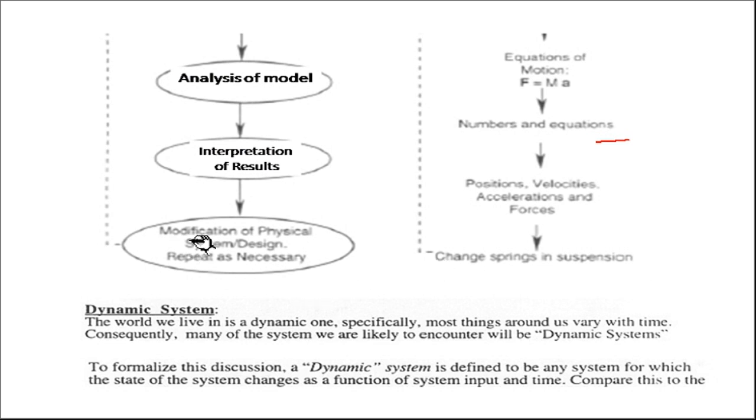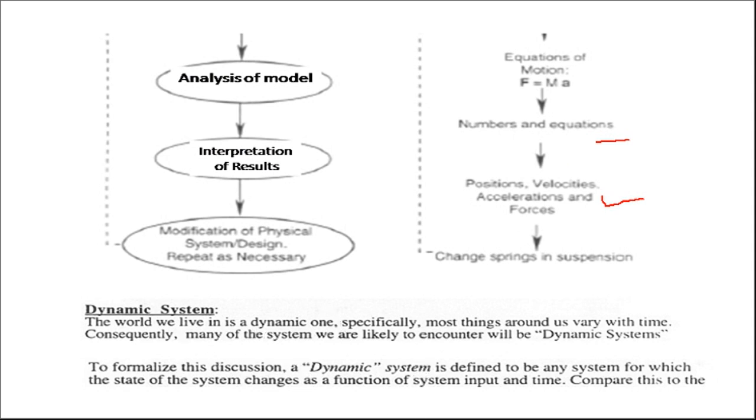So this is nothing but the last step, that is modification of the physical system or design, and repeat as necessary. So this you have to repeat again and again. It means you have to change some particular parameter and observe these particular results, meaning the displacement, velocity, acceleration. And if these required results are in control, then you have to stop your work over there, and that is your final design of the system. So here simply the definition of the dynamic system is specified.